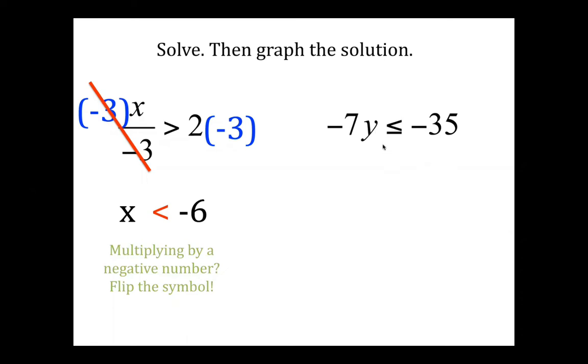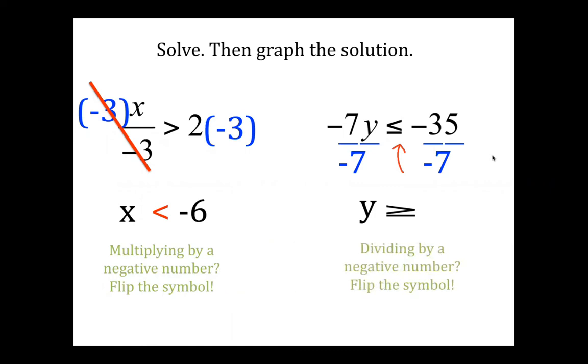We have -7y is less than or equal to -35. Undo this multiplication of -7 by dividing both sides by -7. -7 cancels, and you're left with y, and then flip your symbol to greater than or equal to -35 over -7, which would just be +5. And there is your final inequality.